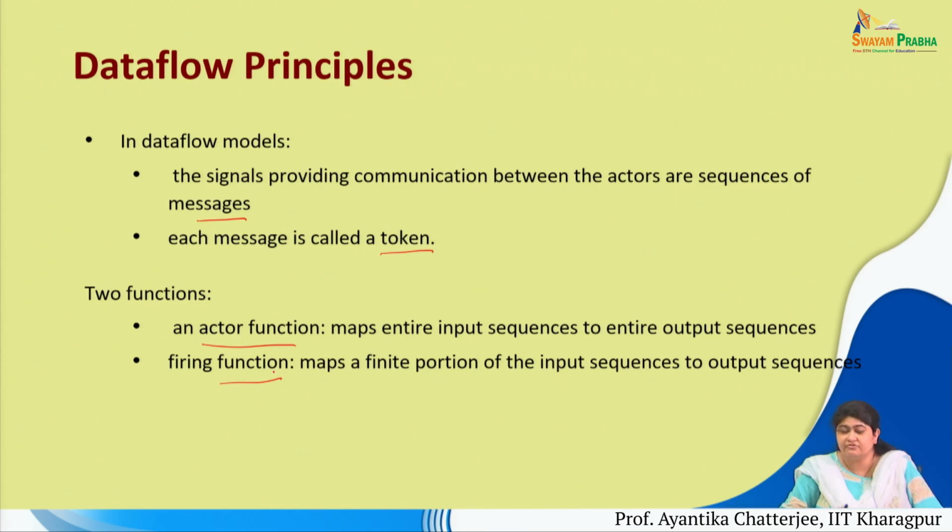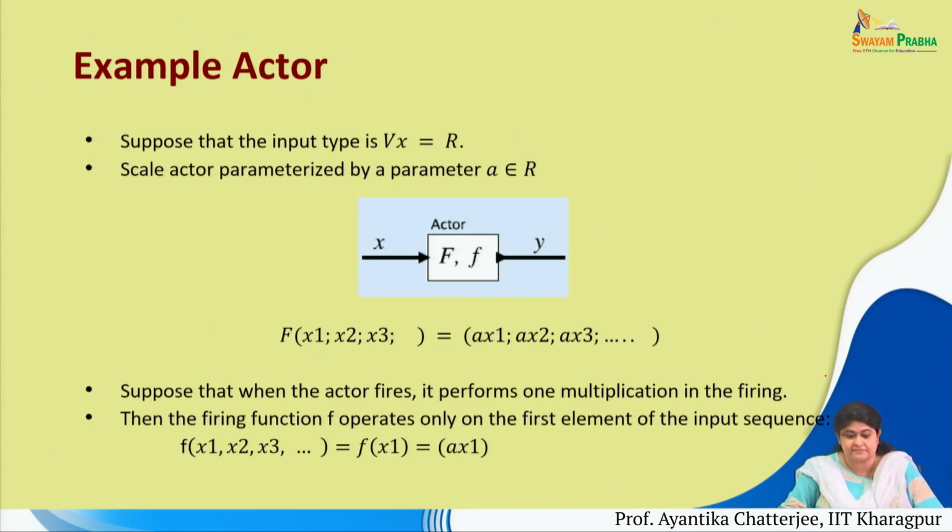These firing functions basically map a finite portion of the input sequence. Here we are not talking about the whole input as we are considering in the actor function. In the firing function, we are considering a finite portion of the input sequence that is mapped to some part of the output sequence. So, let us take a few examples to understand how we are actually defining actors, what we mean by actors in this context.